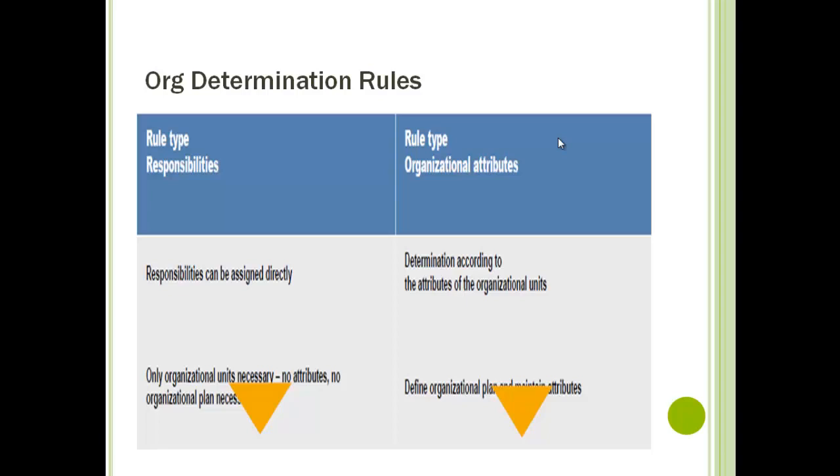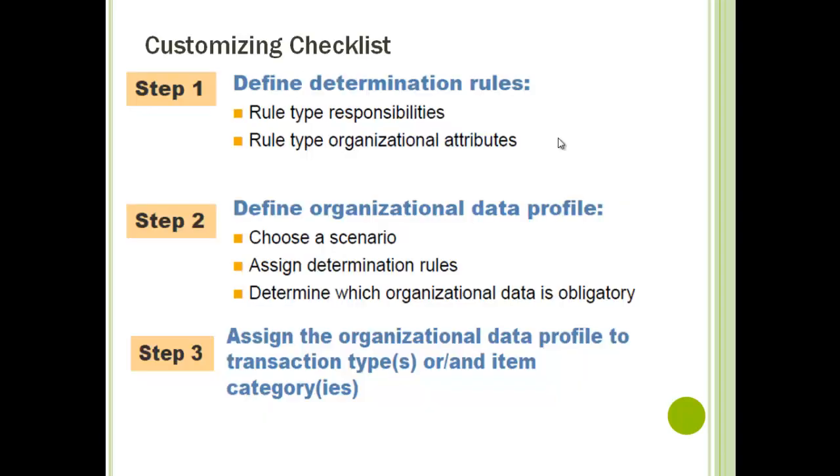So we looked into the rules, how we create the org determination rule by responsibility type and the org determination rule of org model type. We created the rules, we created a Z attribute, and we assigned the rule to the org determination profile and then to a transaction type. So this is our customizing checklist, where we first define the determination rules. The determination rules will be available, and then we choose a scenario and assign the determination rules to the org determination profile, where we select which org attribute is mandatory. As we selected, the service organization is mandatory, and then we assign the org determination profile to a transaction type or to an item category.